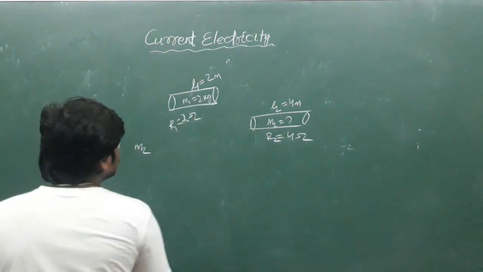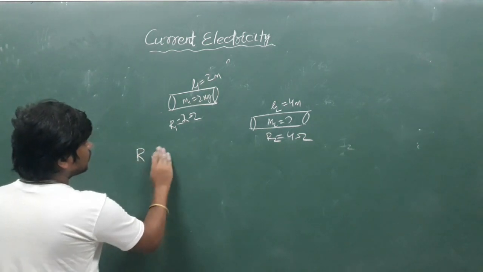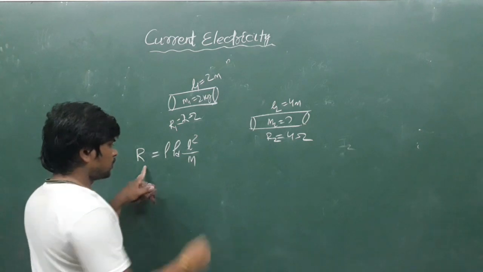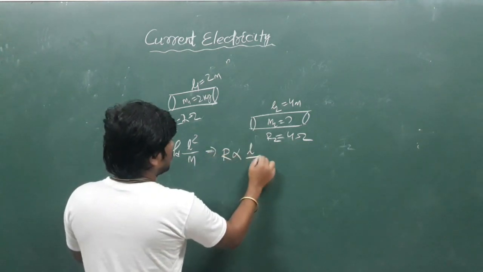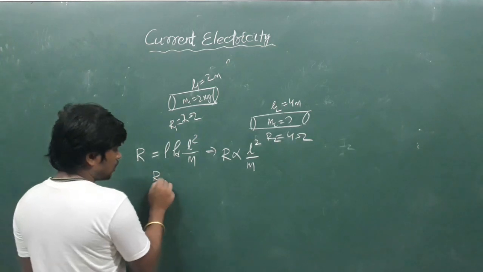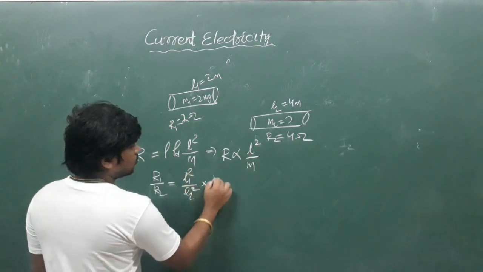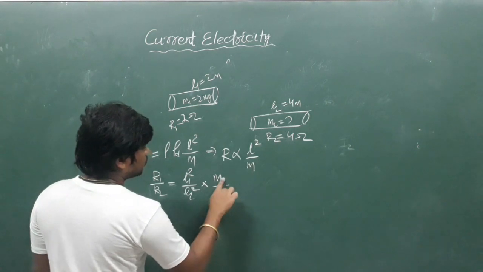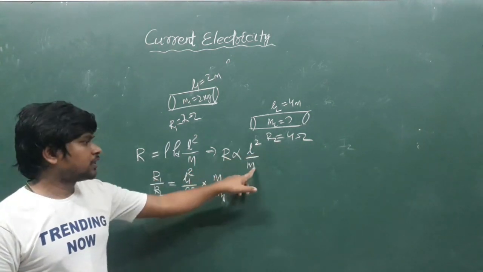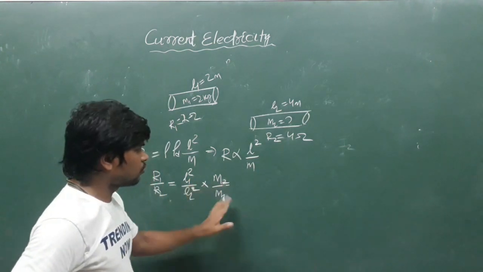So what will you do? You know the relation between mass, resistance and density: R equals rho, with d the density, L square by mass. So R is proportional to L square by M. Just take the ratio of R1 by R2. R is directly proportional to L square and inversely proportional to M. So R1 by R2 equals L1 square by L2 square into M2 by M1.